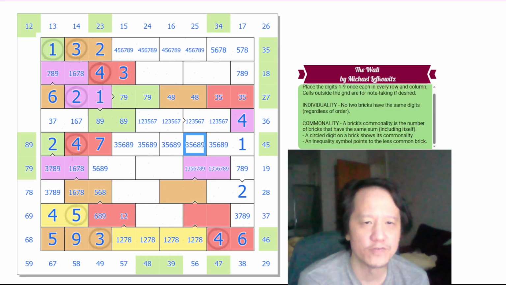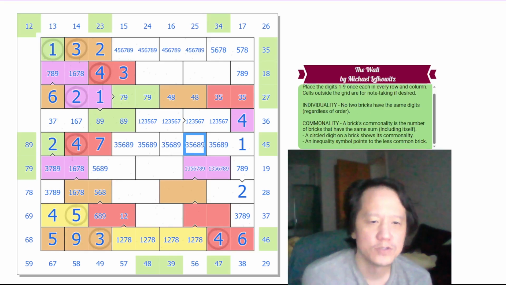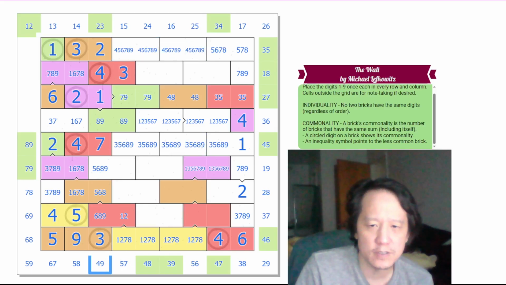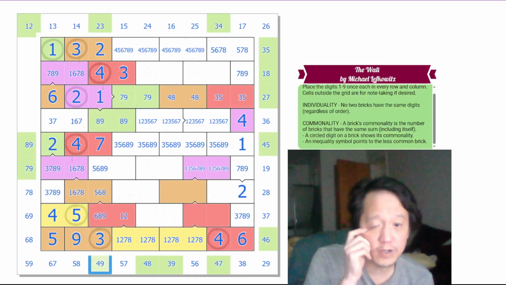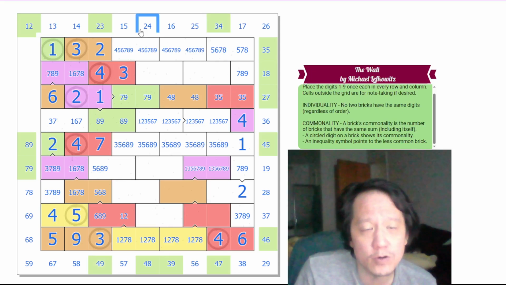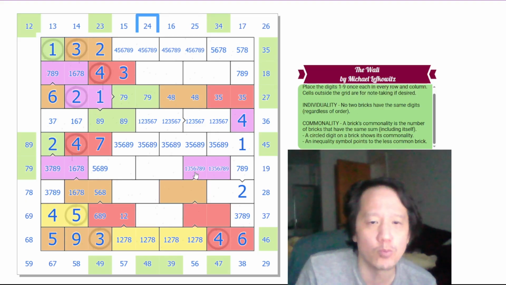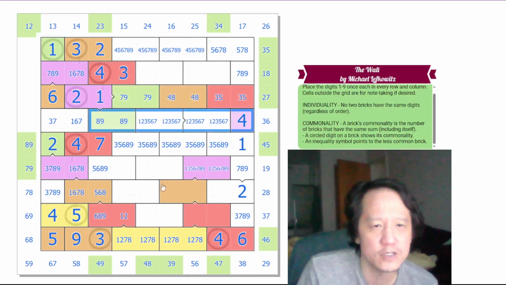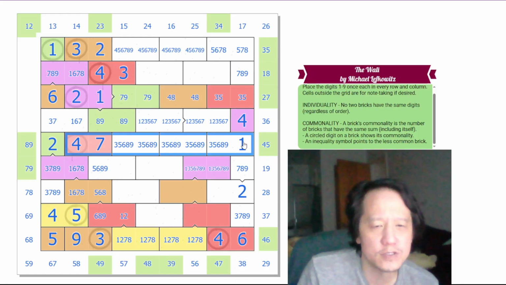The 4s are very limited, interestingly enough. One of these is 4 and 9, so that's already taken. We have 4, 8, 4, 7, 4, 6, 4, 5, 3, 4. We're missing 4, 2, and 4, 1. Interesting. So 4 can't be here. 4 is already taken here. 4 is here. 4 is taken here.